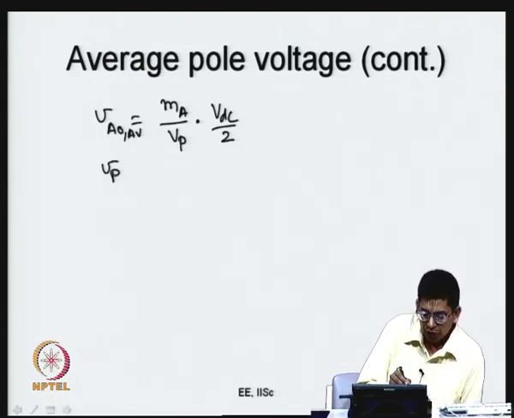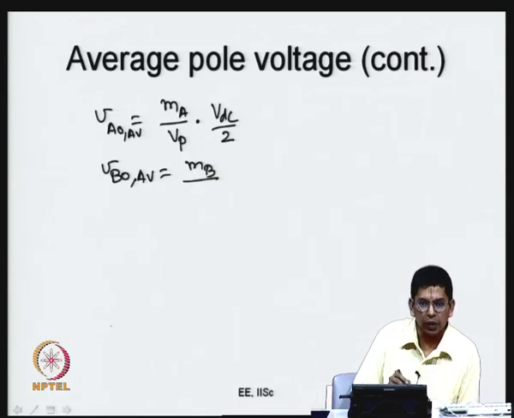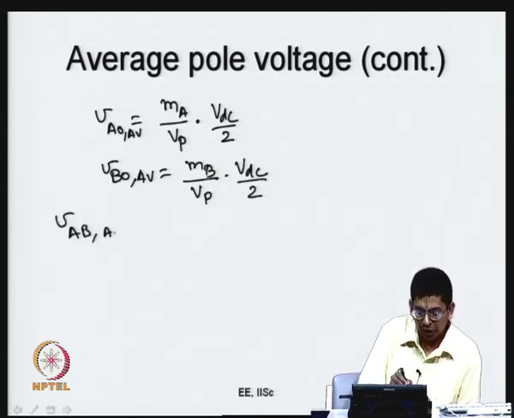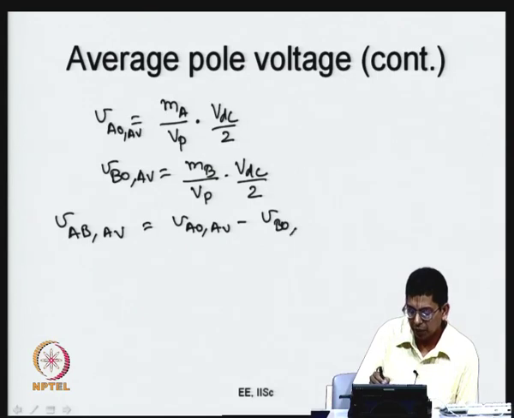Now, what is VBO average? VBO average is similarly, instead of the A leg, for the B leg we have another sine wave, divided by Vp times Vdc by 2. And what is your VAB average that is applied on the load? What is applied on the load, VAB average, is actually VAO average minus VBO average.